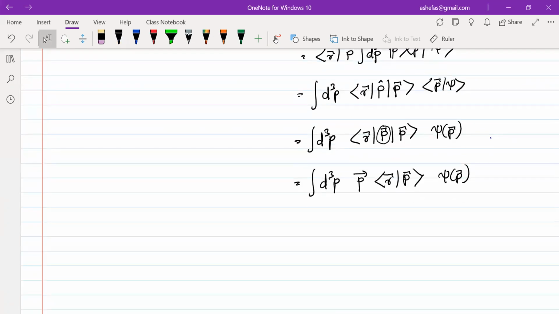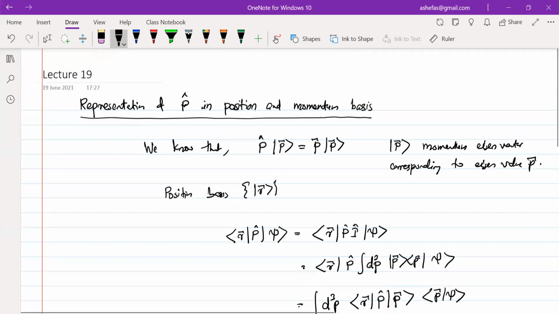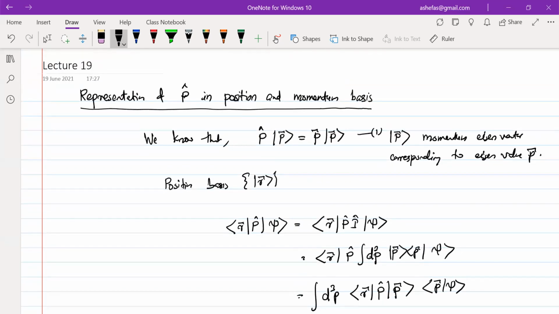Now what is <r|p>? That we have seen in the last class. The inner product <r|p> is nothing but 1 upon (2 pi h cross) raised to 3 by 2, e raised to i p dot r by h cross, times psi of p. So again, the left hand side, the LHS is inner product <r|P|psi>. Okay, so let this be equation number 2 and this be equation number 1.